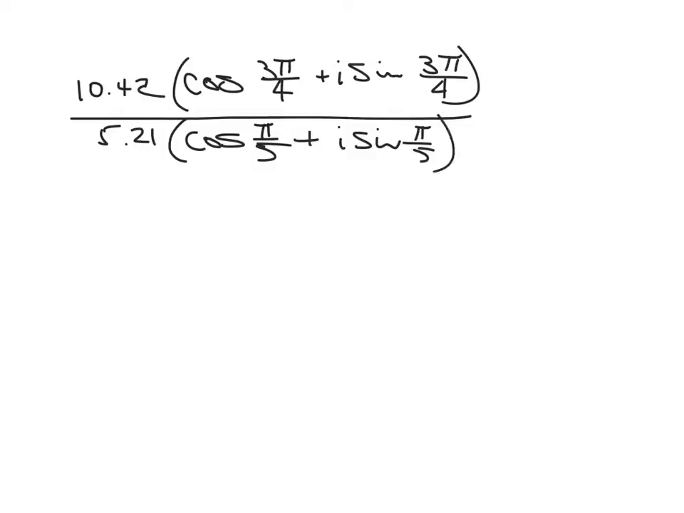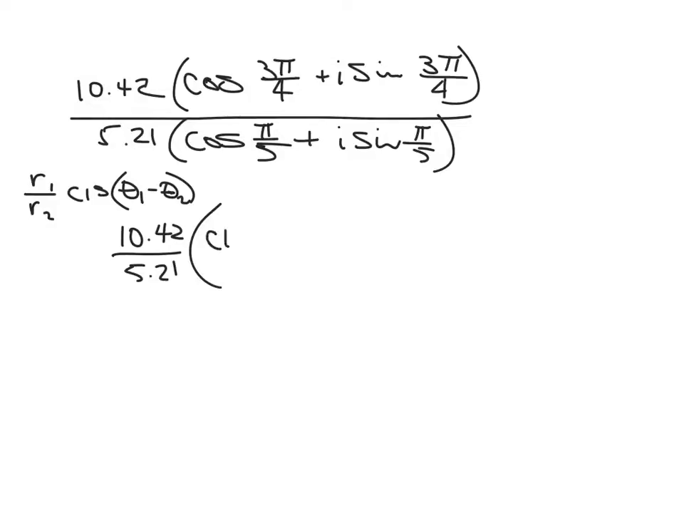Okay, so what are we going to do with that? Well, we're going to use our formula, R1 over R2 cis theta 1 minus theta 2. So first of all, we're going to write it in that form. So 10.42 over 5.21, and we're going to multiply that by the cis of our first theta, 3 pi over 4 minus our second theta, which is basically our top theta minus our bottom theta.